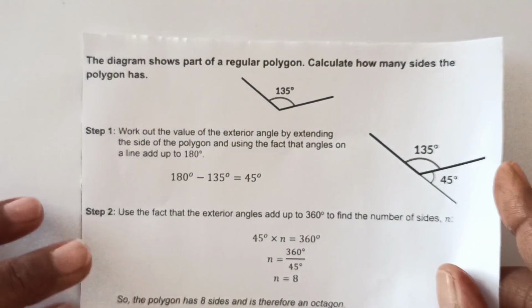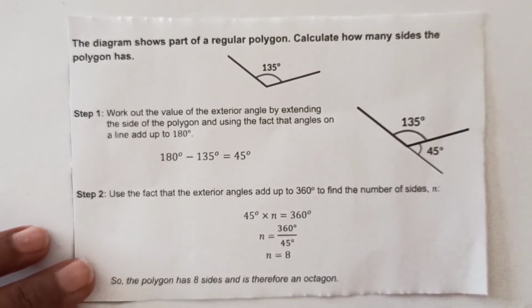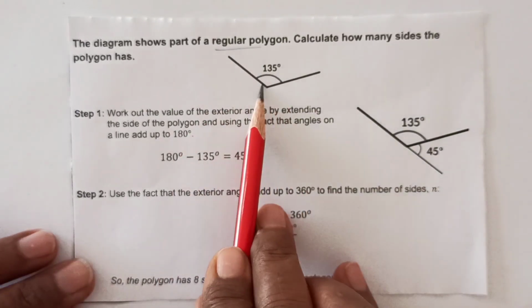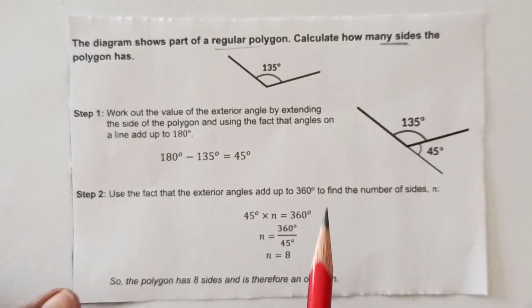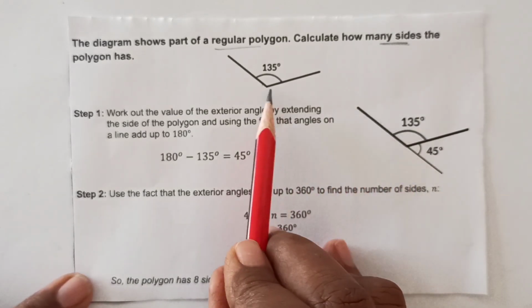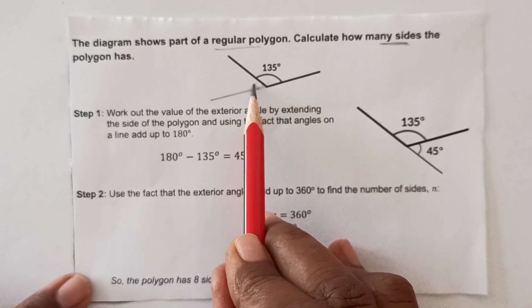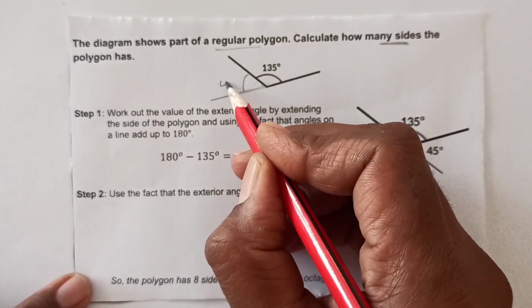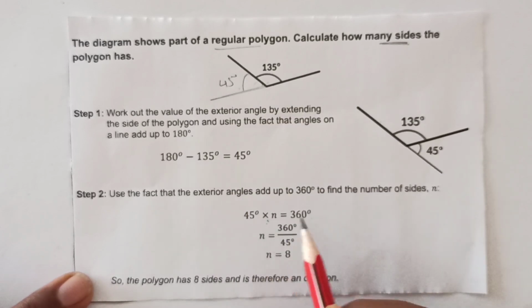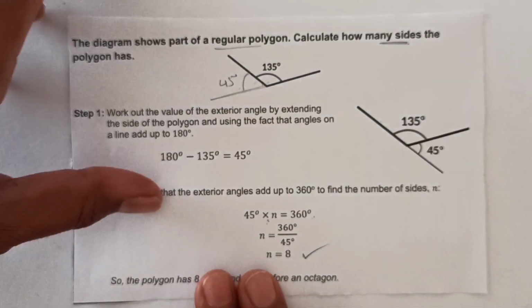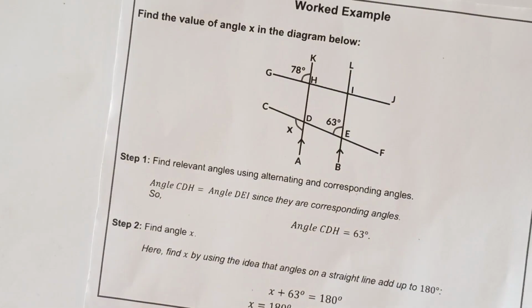Now another question here. The diagram shows a part of a regular polygon. Again, calculate how many sides. Same question, I think you should try it yourself. We will extend any of the lines. So this is 180, so we can find this angle as 45. So again 45 times n is 360. Then you will find n as 8, right? This is easy. Once you do the practice, then you will find these questions easier.